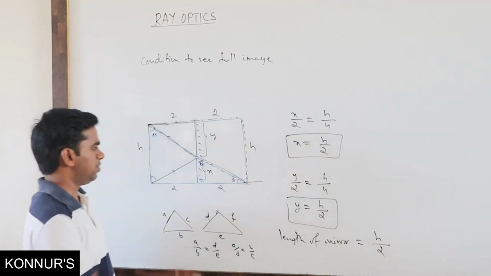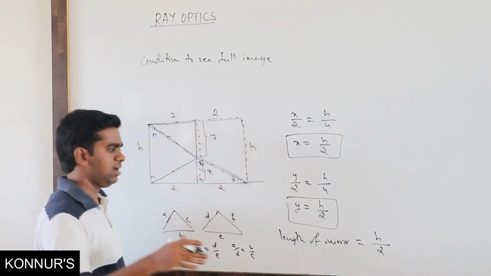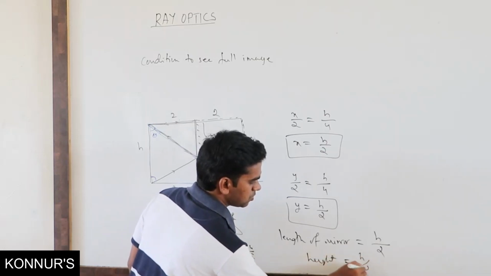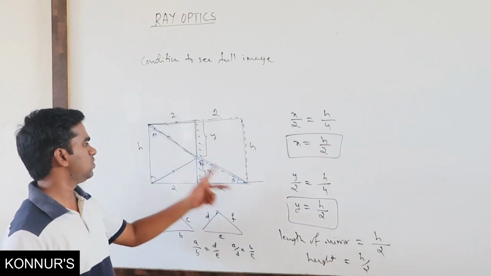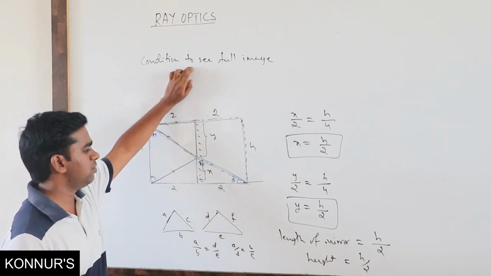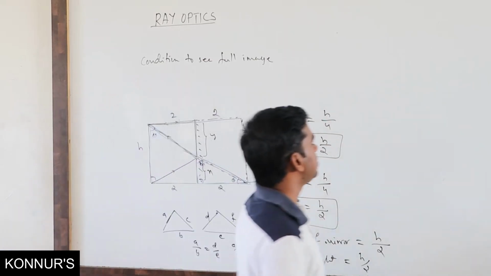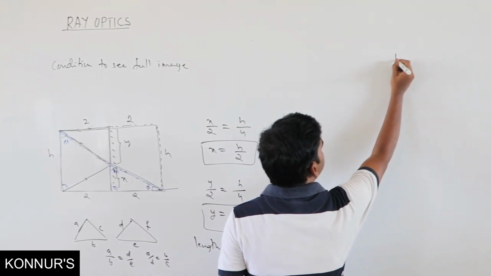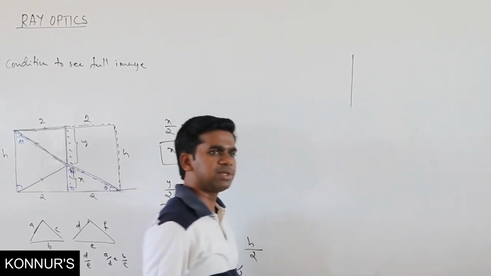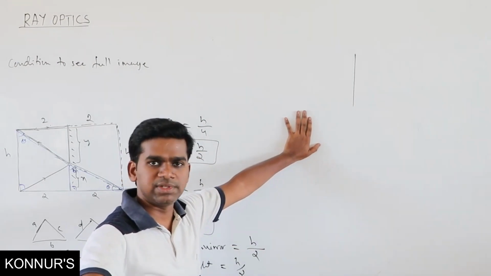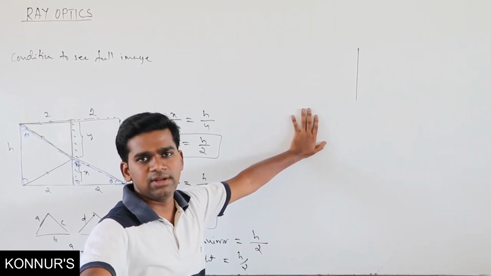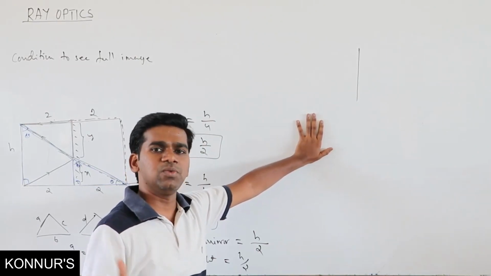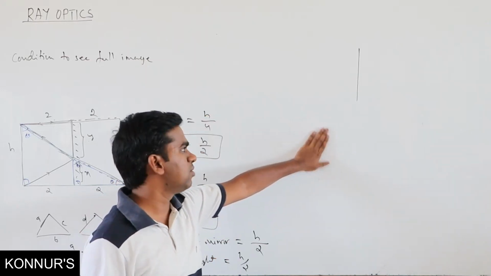Then where to fix it? We have to fix it above the ground level at a height again equal to h by 2. So the height at which you have to fix the mirror is also h by 2. These are the conditions to get the full image. With the help of this, you can easily calculate the length of mirror to find the full image of any person. Suppose the average height of your family members is say 180 centimeter. Then how much mirror do you have to purchase? You have to purchase just 90 centimeter, or where do you have to fix it? You have to fix it at 90 centimeter above the ground level.